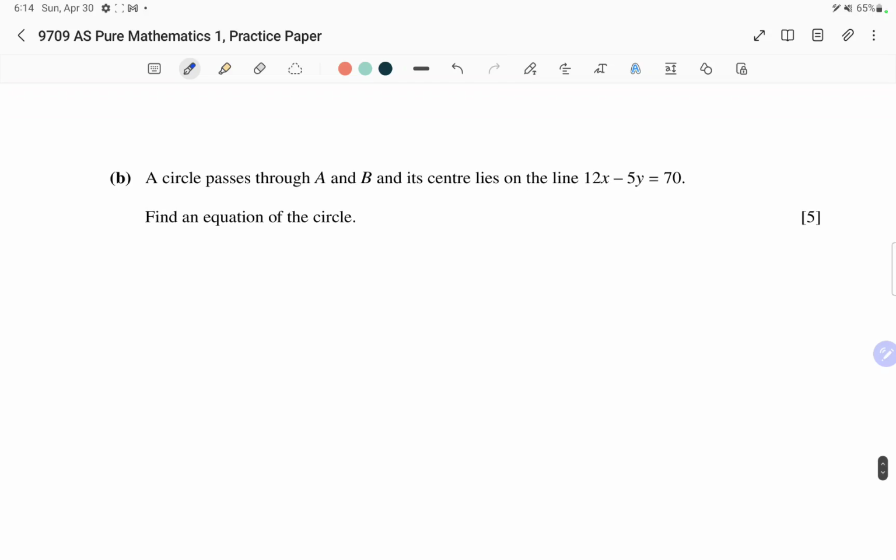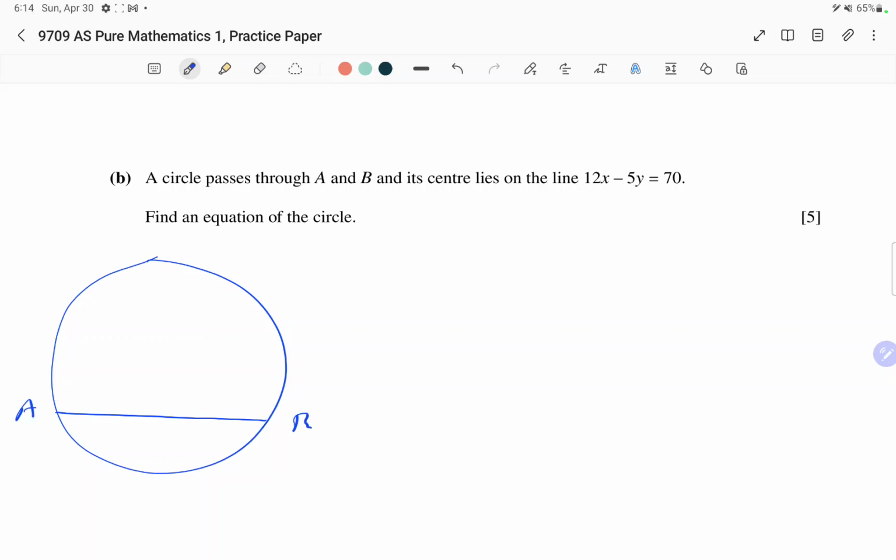Okay, find the equation of the circle. So no problem at all. Sorry, this is not a good circle. Okay, no problem. This is A and this is B. The circle passes through A and B and its center lies on the line. So again I have to draw one circle. So this is AB. Okay, the center will be here.